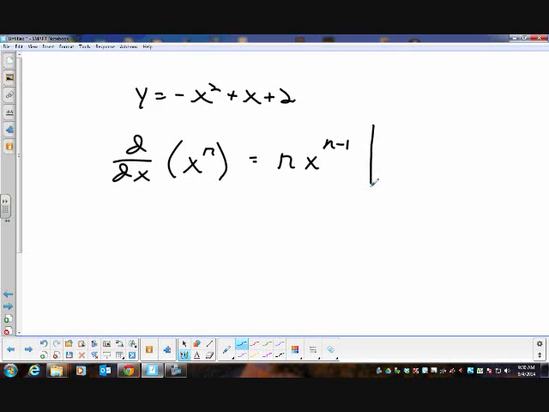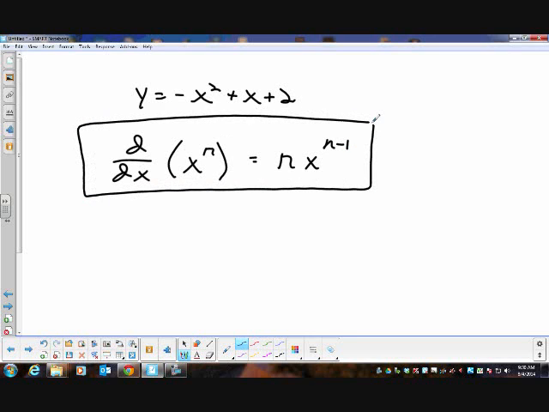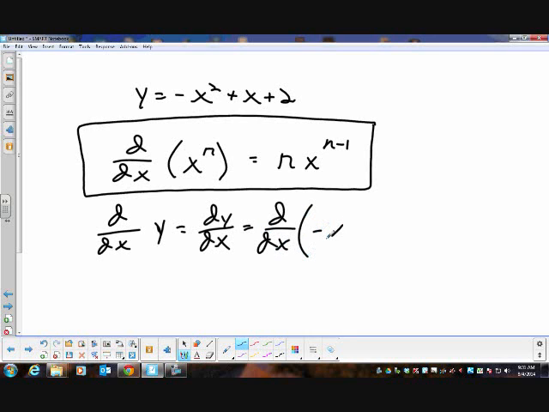This expression right here is identified on the AP Physics formula sheets. Like I said, I'm not getting into all the technical aspects of how this works or why this is. I'm just getting right to the nitty-gritty details. So, if I want to take the derivative of this function y with respect to x, another way to write that is dy dx. And basically what I'm going to do is take the derivative with respect to x of negative x squared plus x plus 2.